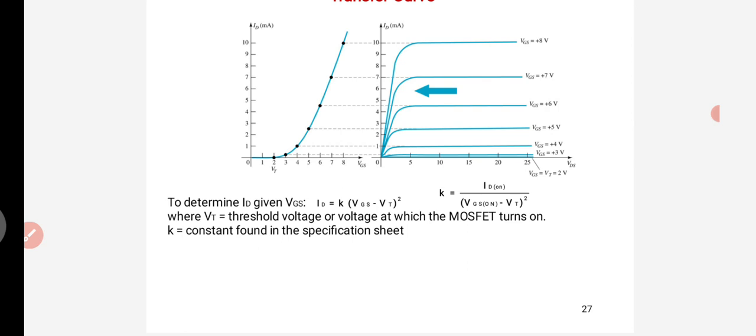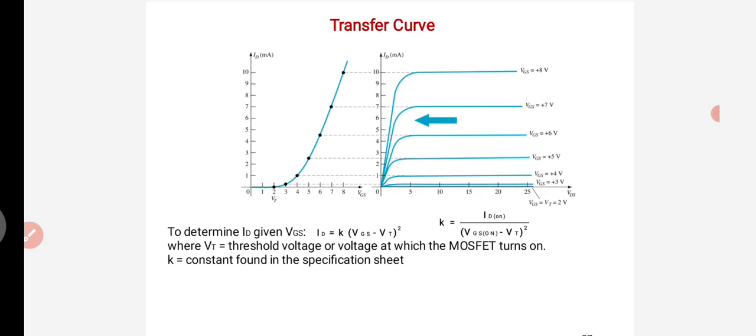To plot the transfer curve of a MOSFET, we can use the formula ID equals K into (VGS minus VT) whole squared, where K equals ID(on) by (VGS(on) minus VT) whole squared. Here VT is the threshold voltage and K is a constant value. So this is about the enhancement mode NMOS transistor.